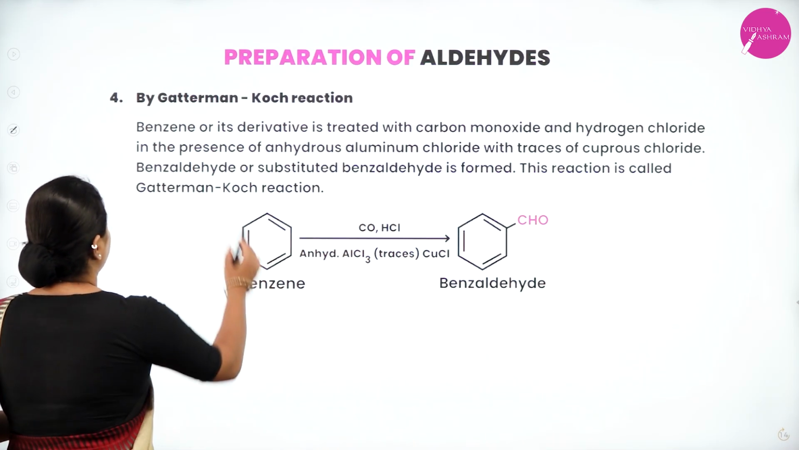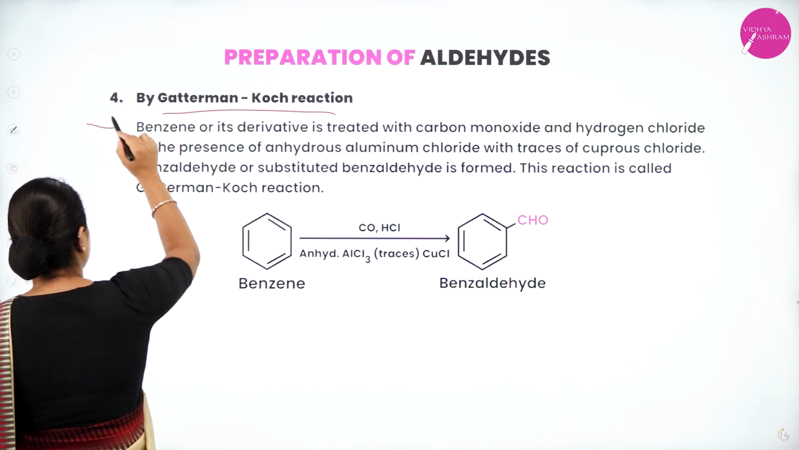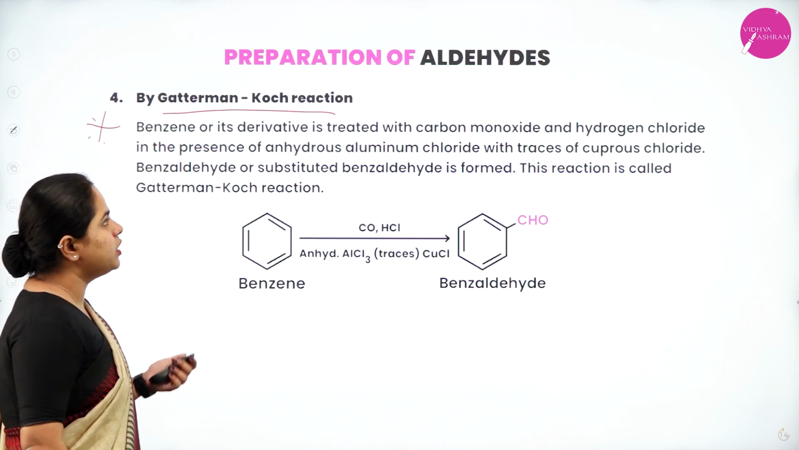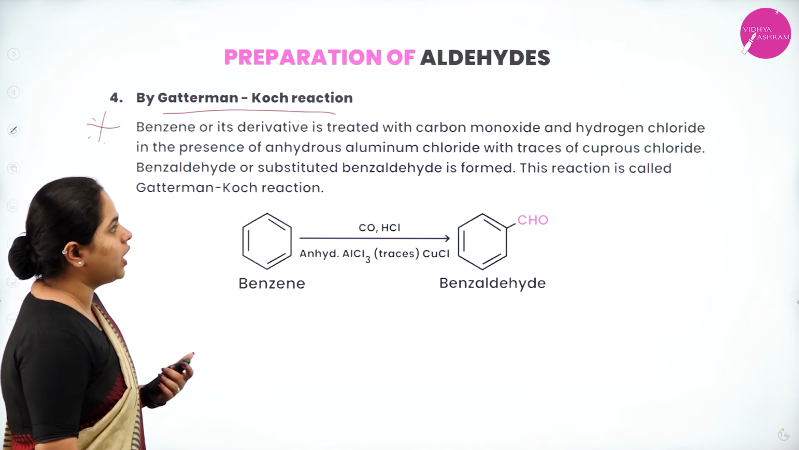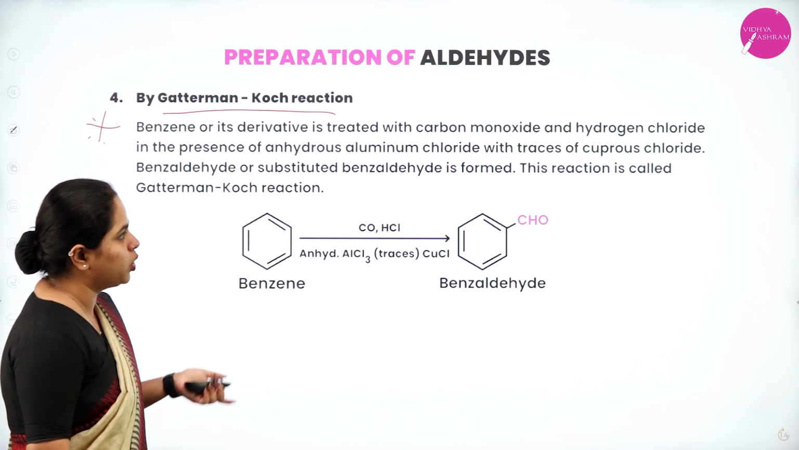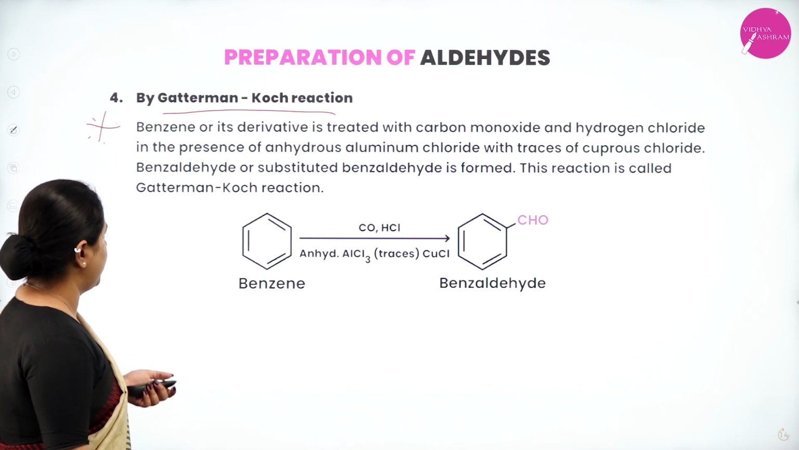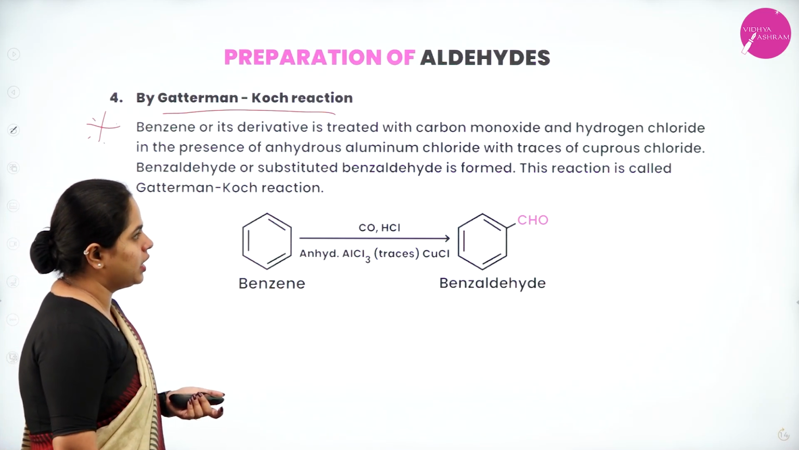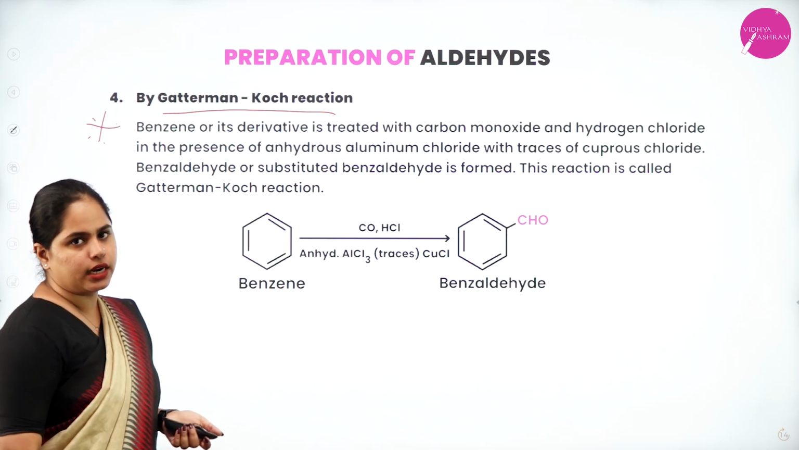The next one is the Gattermann-Koch reaction. Again it is very, very important. Benzene or its derivative is treated with carbon monoxide and hydrogen chloride in the presence of anhydrous aluminum chloride with traces of cuprous chloride. Benzaldehyde or substituted benzaldehyde is formed. This reaction is called the Gattermann-Koch reaction.